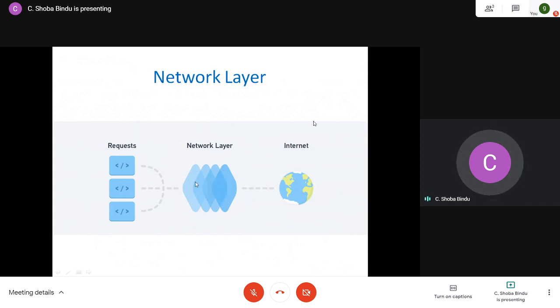So someone was asking about subnetting, and someone has asked about the blocks. We'll see now.